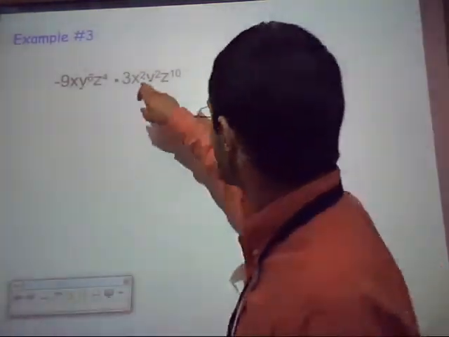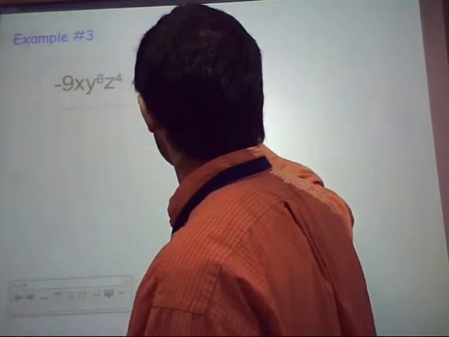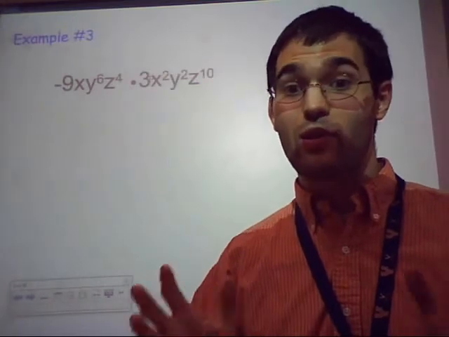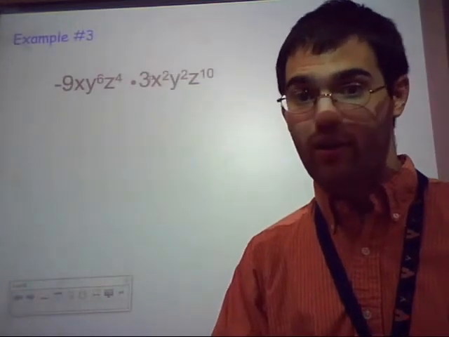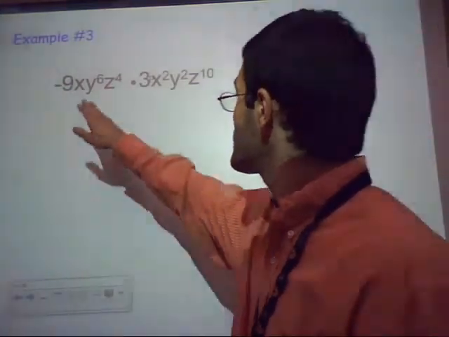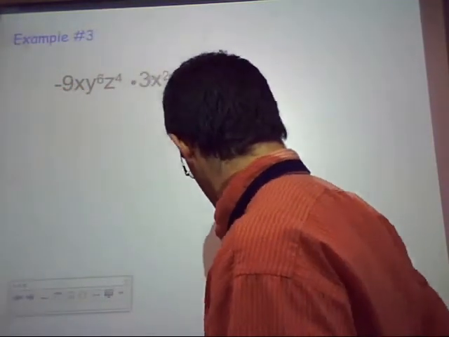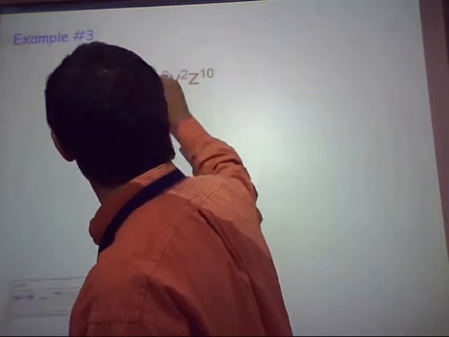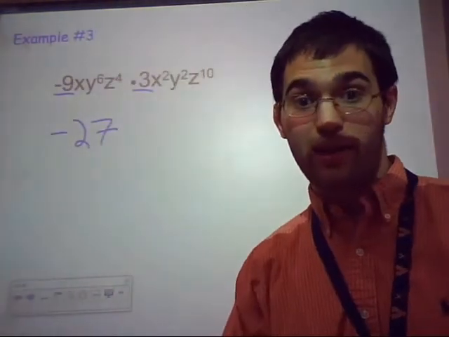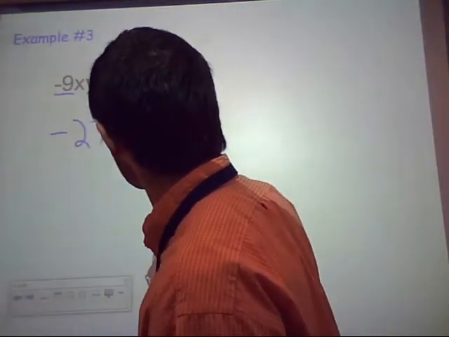Let's try a little bit of a trickier example. Make this a little bigger for you to see it. Again, it looks like a big mess, but all you have to do is take your time, multiply the coefficients, and then add the exponents for the same bases. So -9 times 3, we'll start with the coefficients. That gives you -27.